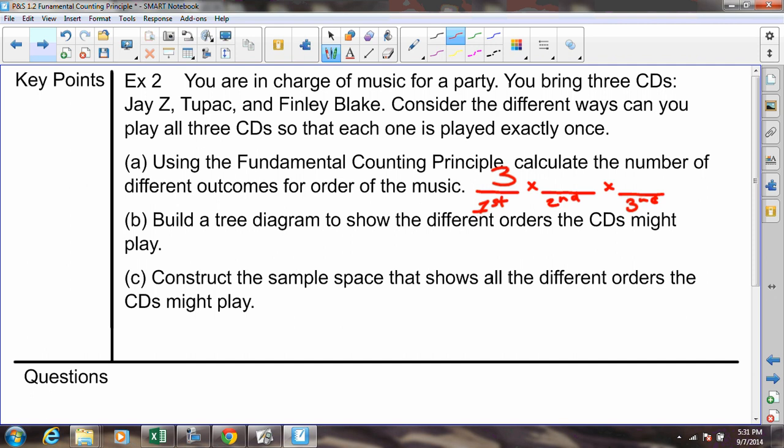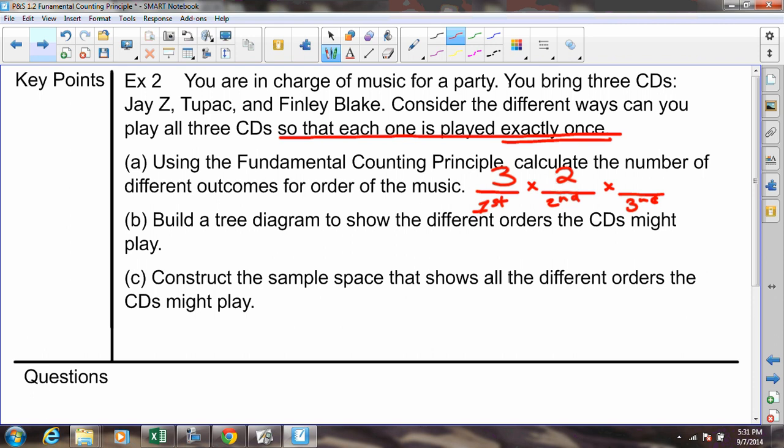After you play the first one, how many choices do you have for the second CD? Well, I suppose it would be possible you could play the same CD again, but we were told each CD gets played once. Since we're not allowed to replay CDs, that actually tells us we have to subtract one off and have 2 CDs left.